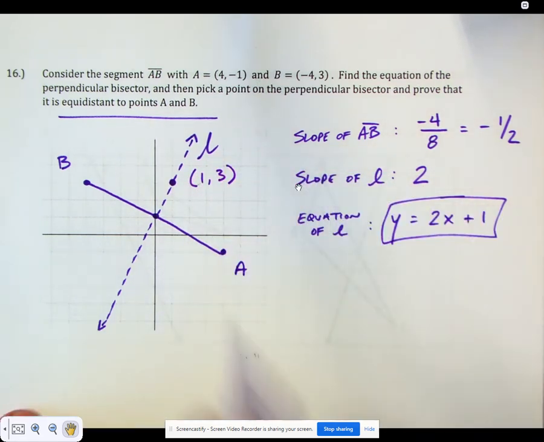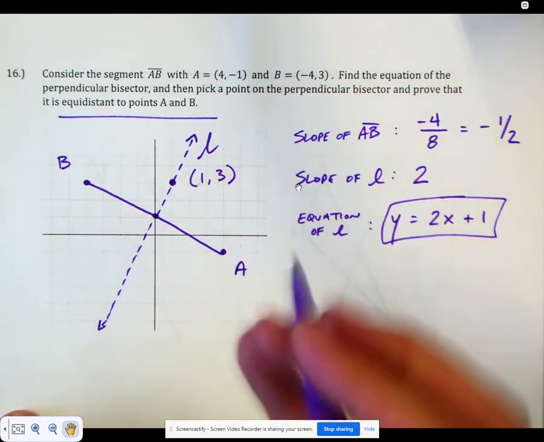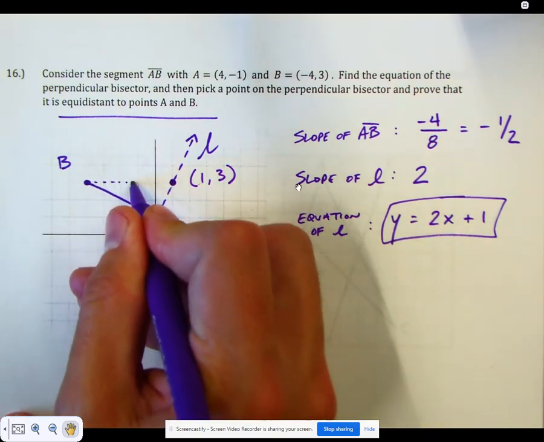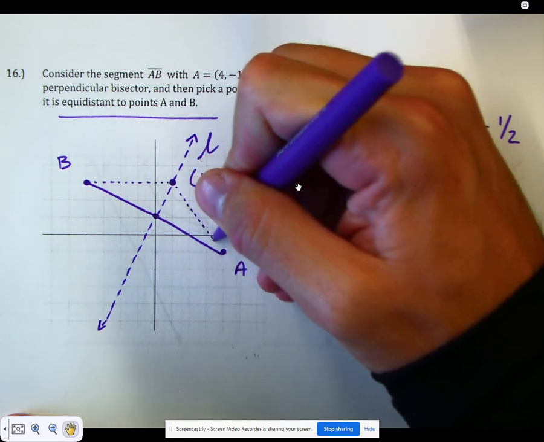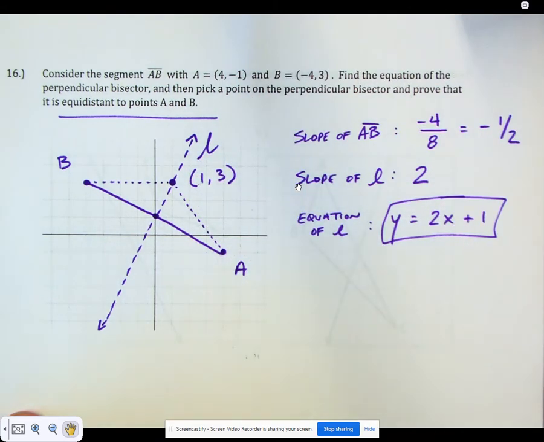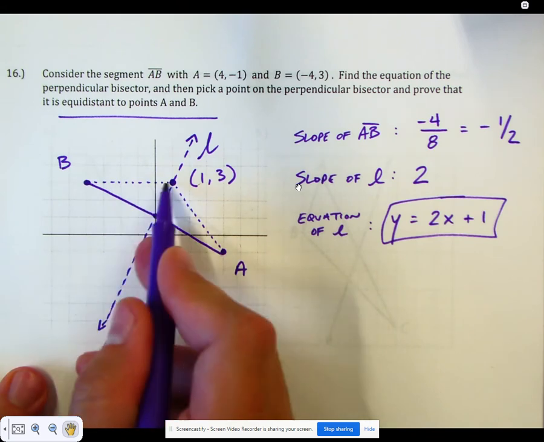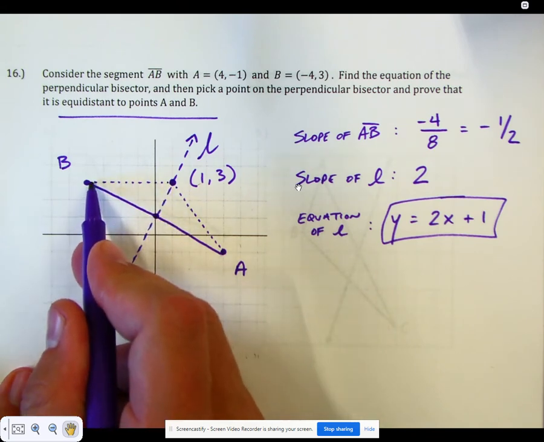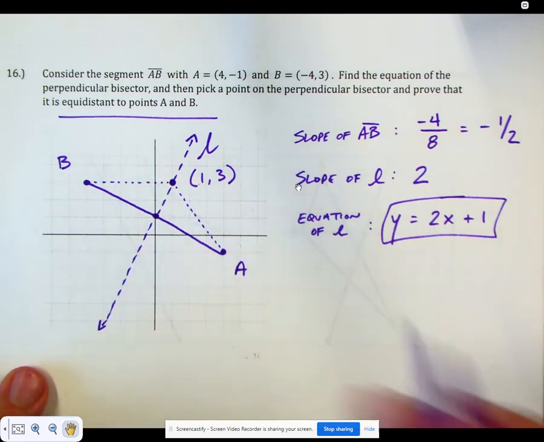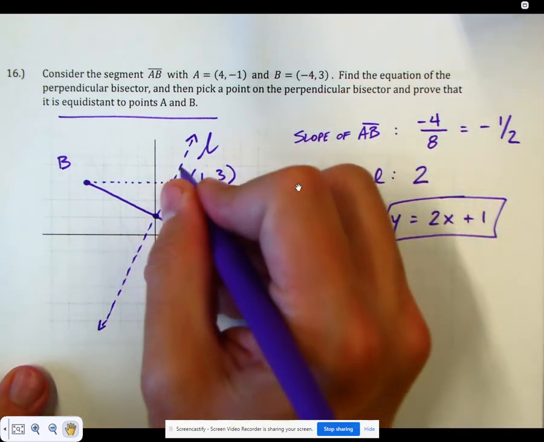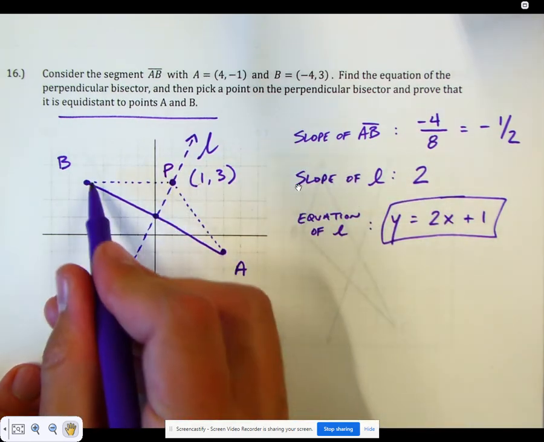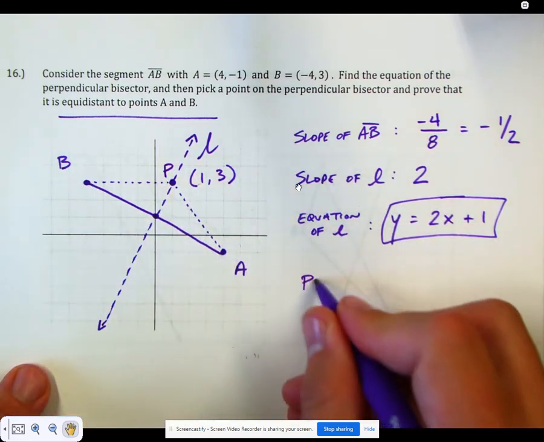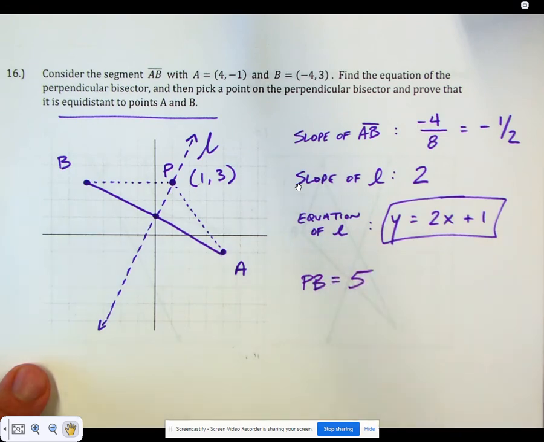Now we want to show that this point that we just picked, kind of a random point, is really equidistant to point B and point A. Well, luckily, it's a flat line to B, so this distance is actually very easy to find. It's just 1, 2, 3, 4, 5. So let's call this point P, I guess. So from P to B is 5 units.